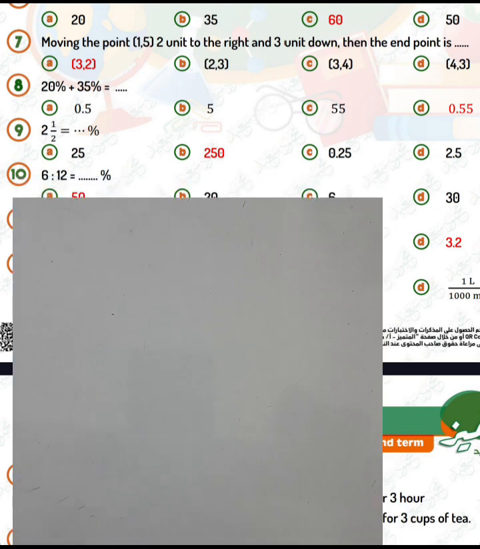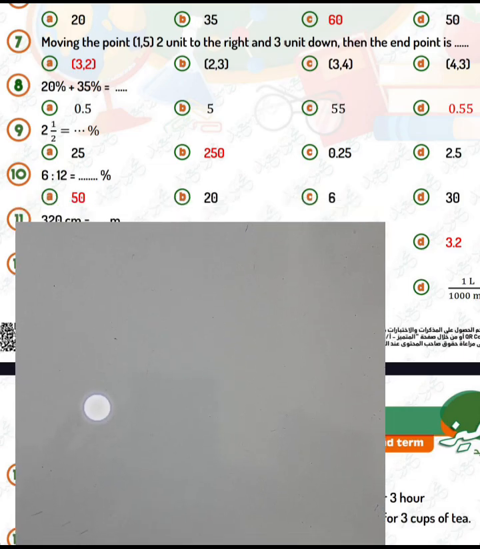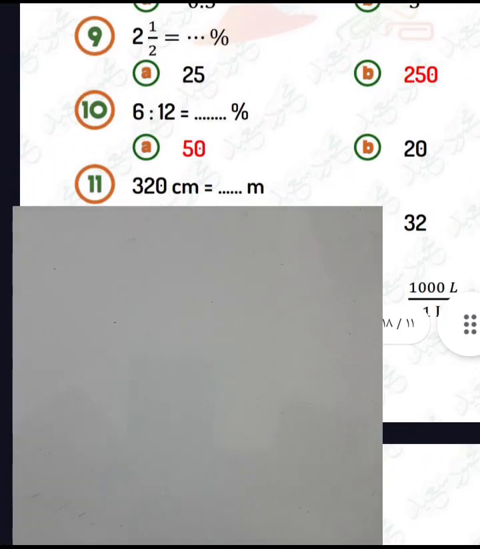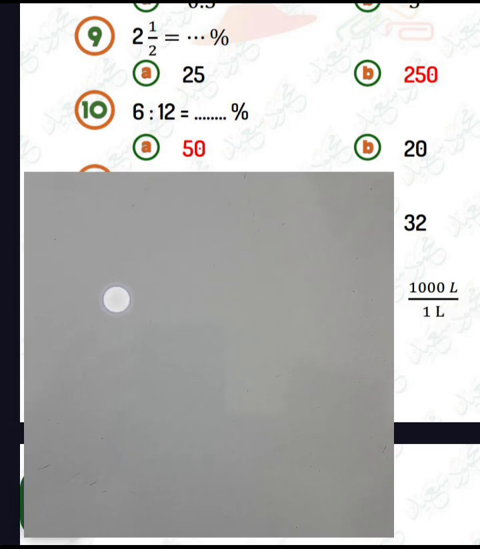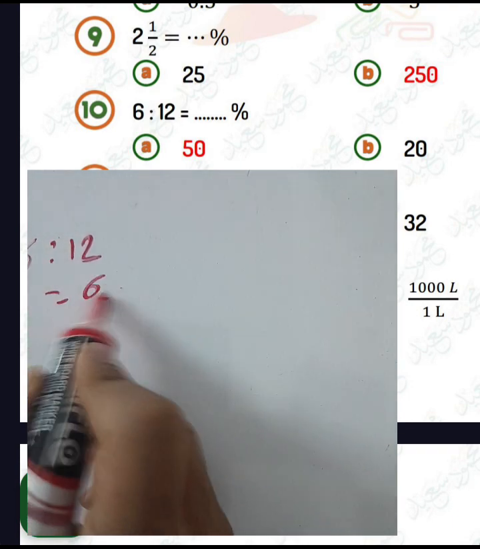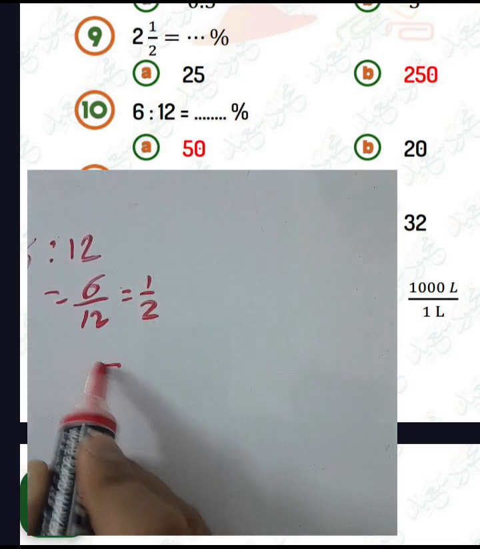Question number 10. 6 to 12 equals blank percent. It will be 50%, because 6 to 12 means 6 over 12, which is half. Understood? Half equals 50%.